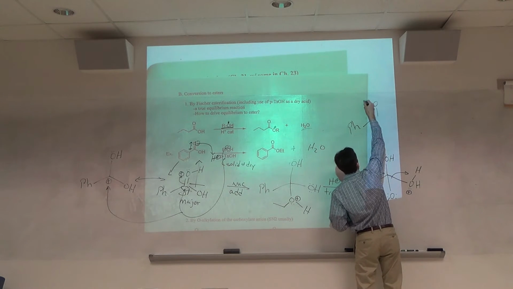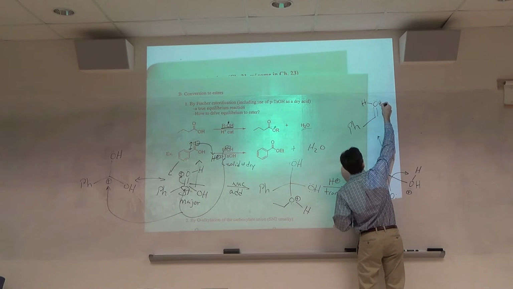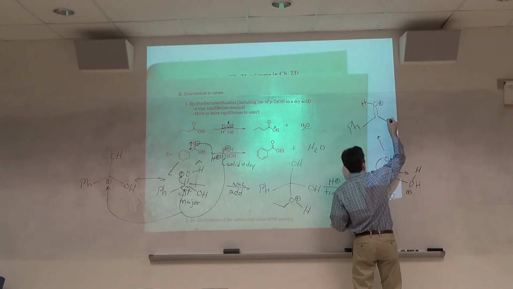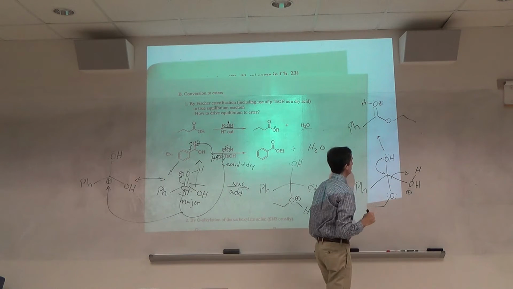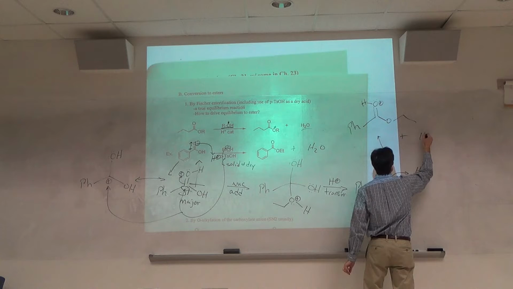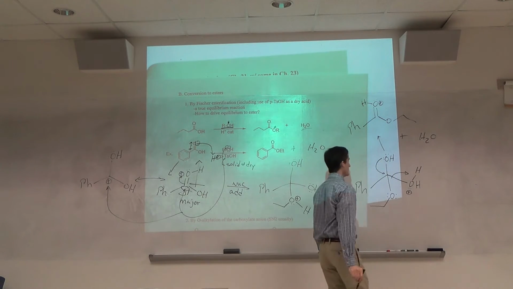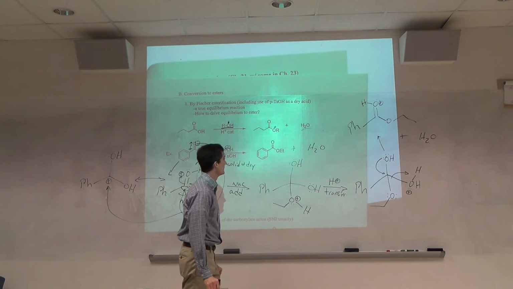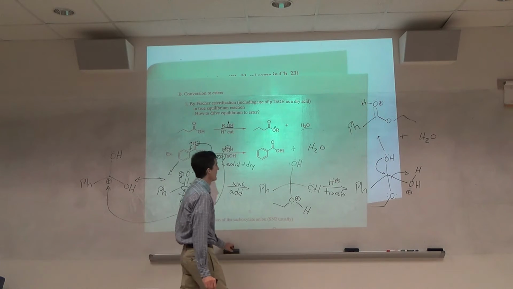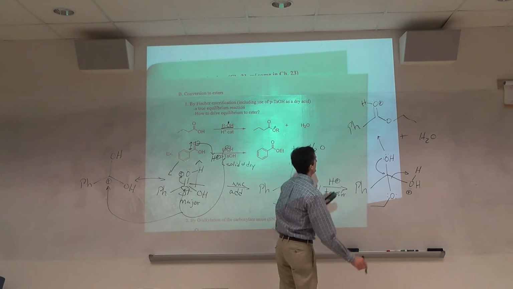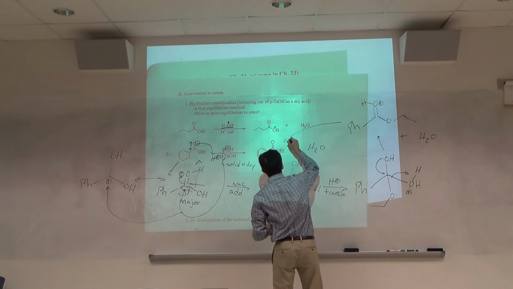I bond to oxygen, but there's an H there. And then we have what? O ethyl? Plus what? Plus water? And look where we're at. What do we need to do to get a final product?